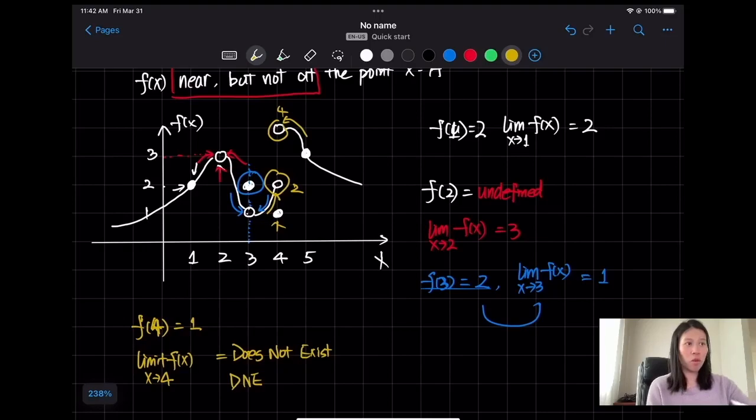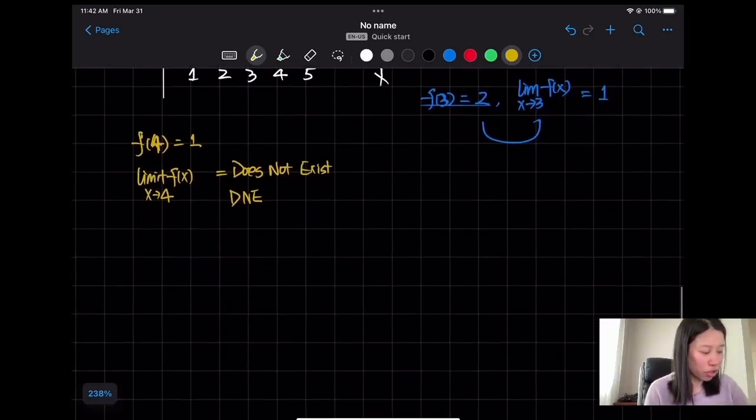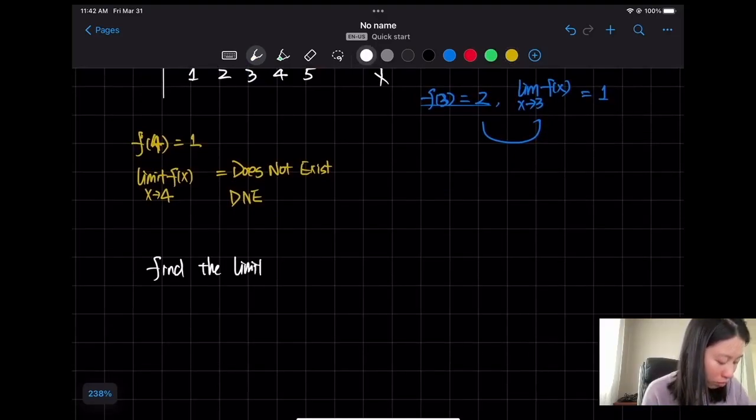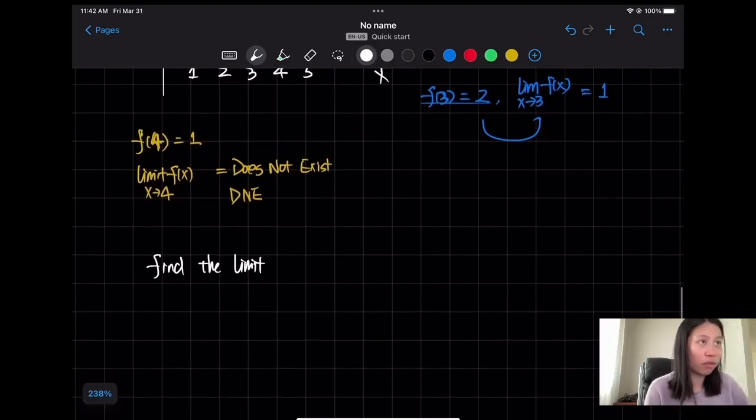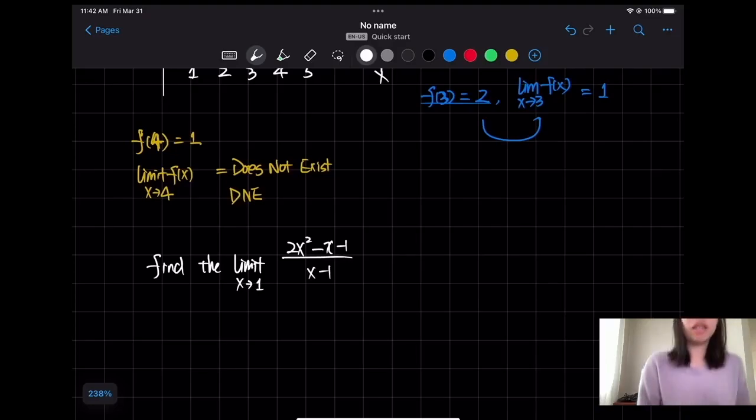Okay. So another good example is here. Find the limit of this function as x approaches 1, (2x squared minus x minus 1) over (x minus 1). So we know in math that when x equals 1, the denominator equals 0, and the function is going to be undefined. So now, what can we do? Can we just say the function doesn't have a limit as x approaches 1?